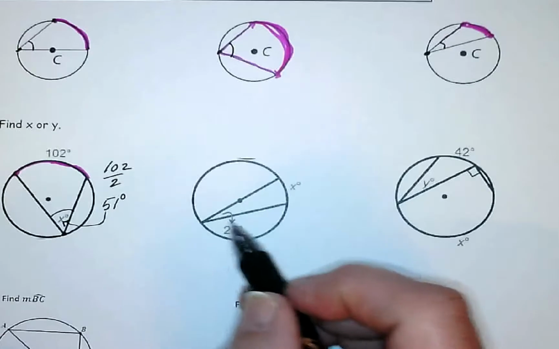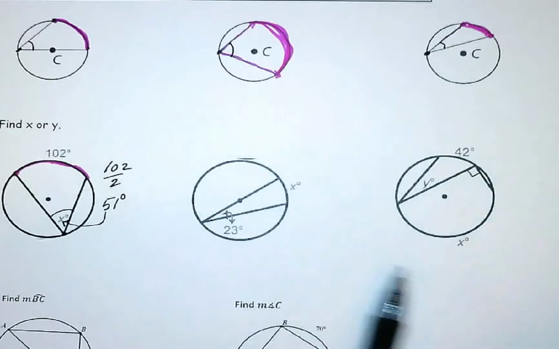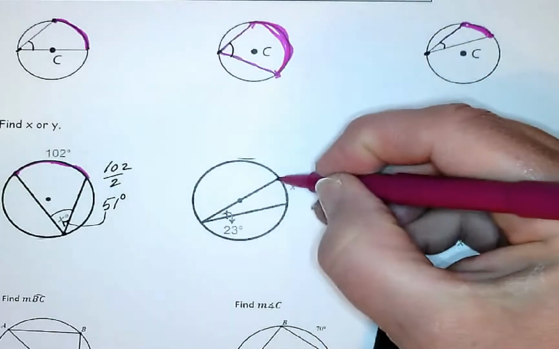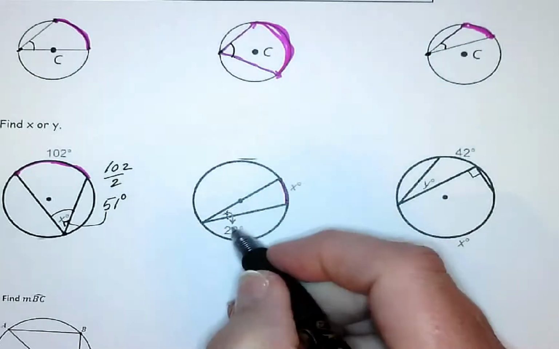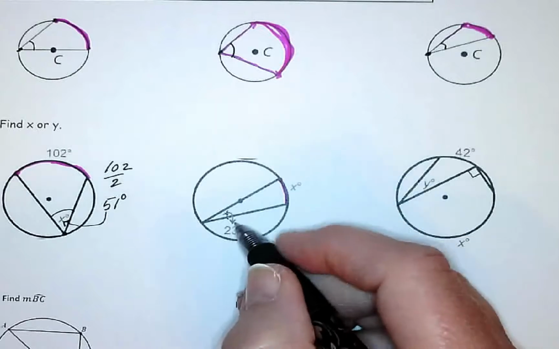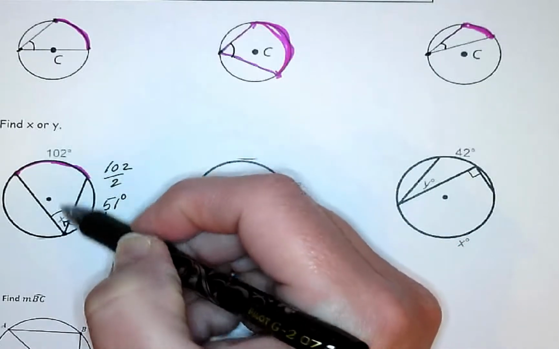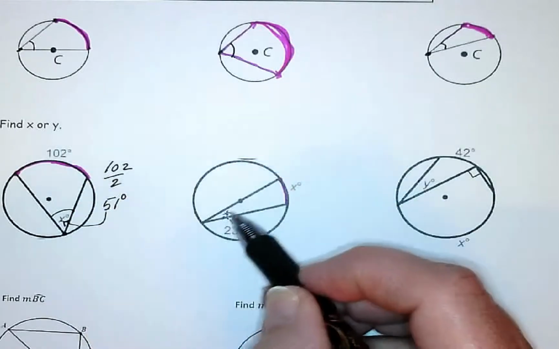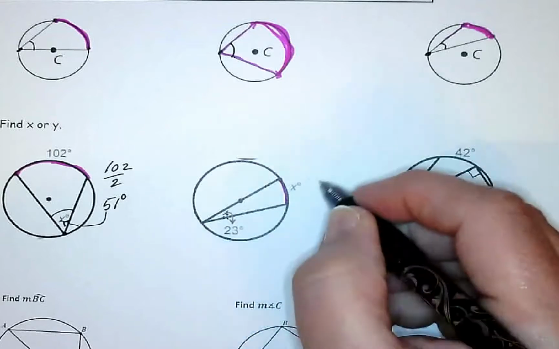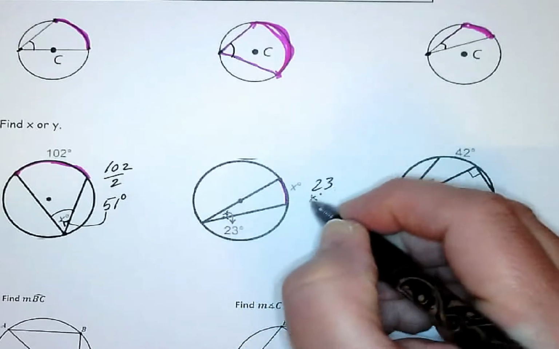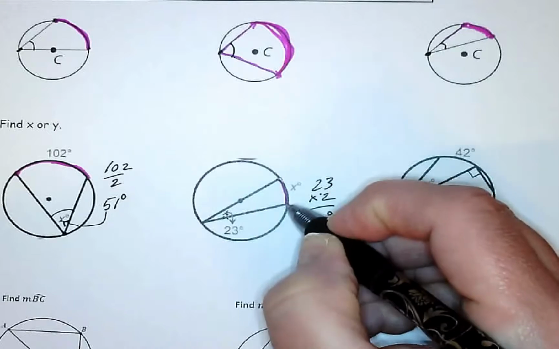If I know the angle, in this case, this inscribed angle is 23, that means its arc, which happens to be identified as X, is going to be twice as much as the angle. It's kind of like what we did first semester. As I'm coming in, I'm going to divide because it's going to get smaller. As I go out of this angle, I'm going to multiply because it's got to get bigger. So 23 times 2, 46 degrees would be how many degrees it is for this arc right here.